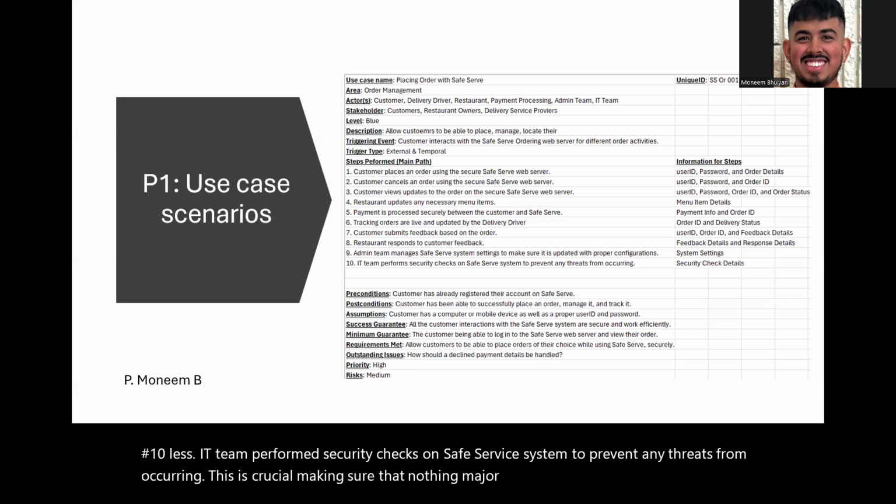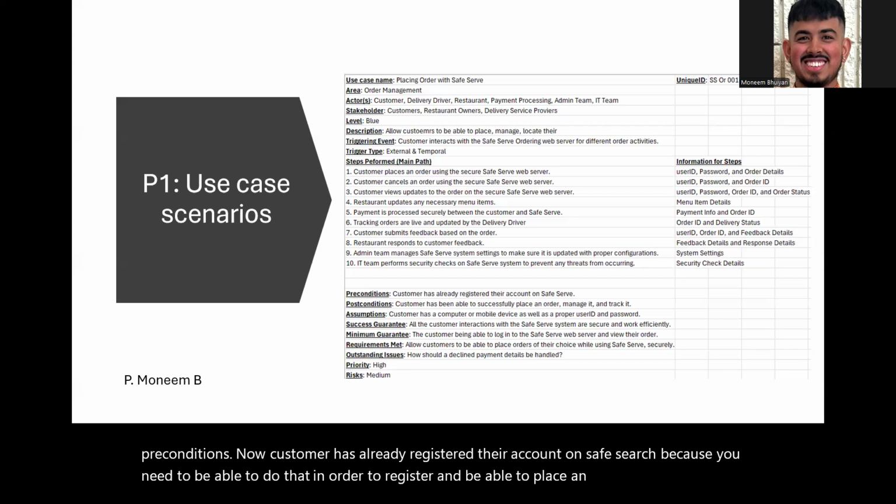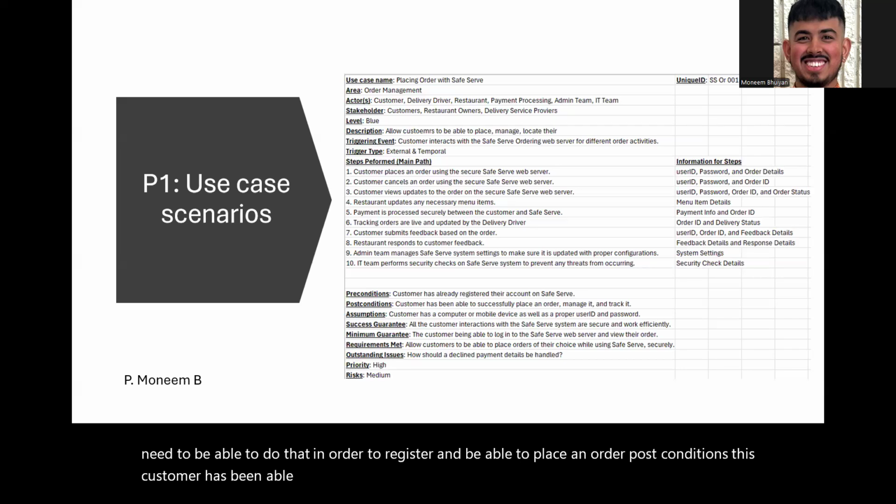And also moving on to the preconditions now, the customer has already registered their account on SafeServe because you need to be able to do that in order to place an order. Post conditions are that the customer has been able to successfully place an order, manage it, and track where it is located. Assumptions: the customer has a computer or mobile device.